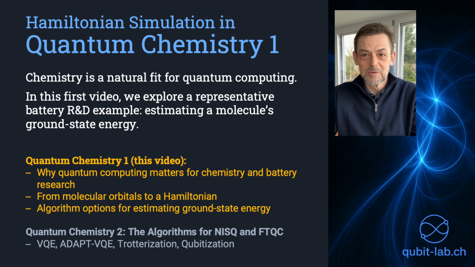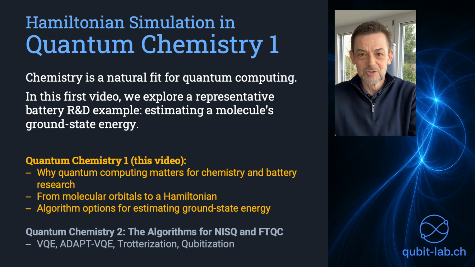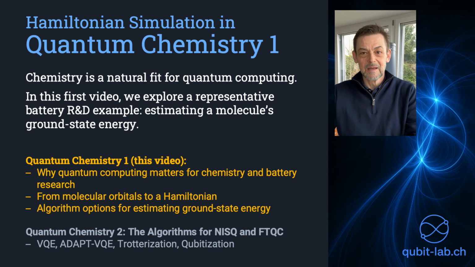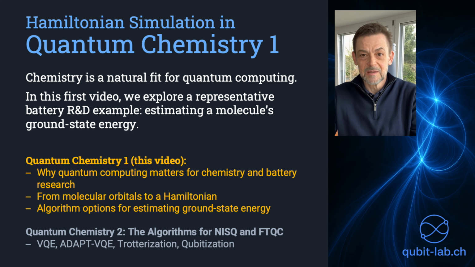qubit-lab.ch. Quantum chemistry is one of the most concrete use cases for quantum computing because the system you want to simulate is quantum from the start. In this series, I zoom in on one practical task from battery R&D, estimating a molecule's electronic ground state energy. In this first video, I give you the orientation: why it matters for batteries, how orbitals lead to an electronic Hamiltonian, and which algorithm families exist to estimate the ground state energy. In the next video, we compare VQE, adapt VQE, and phase estimation-based approaches like trotterization, and the state-of-the-art qubitization approach.